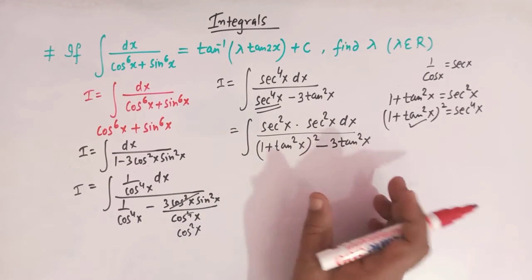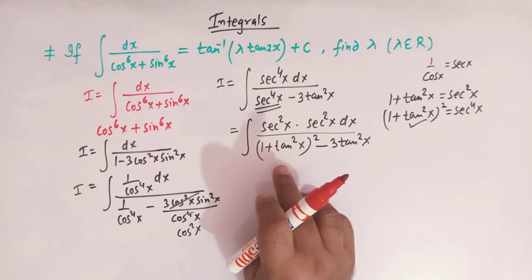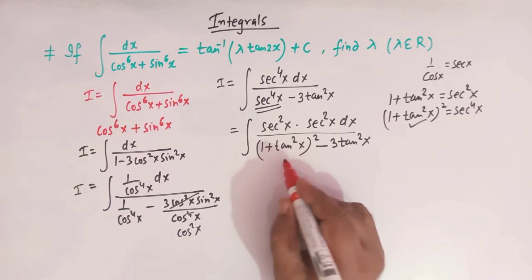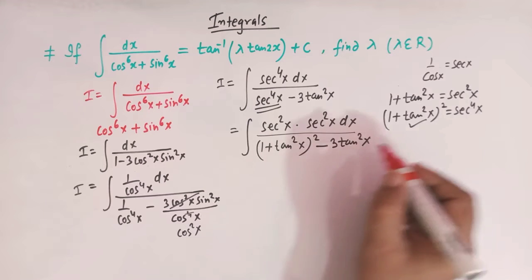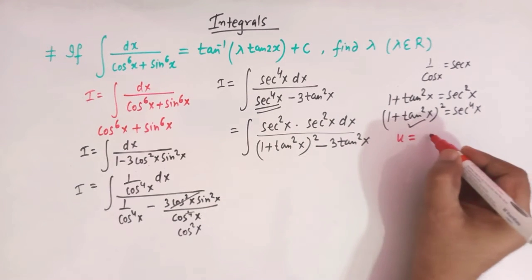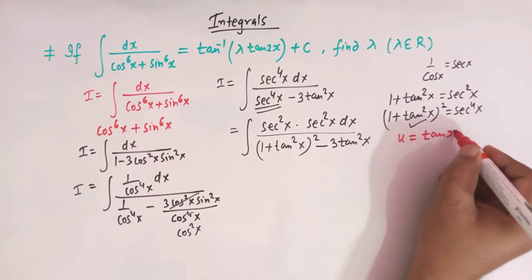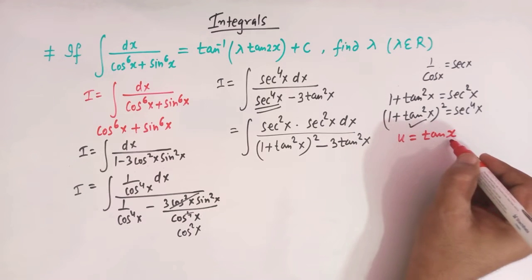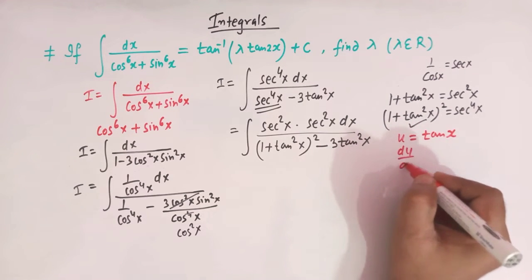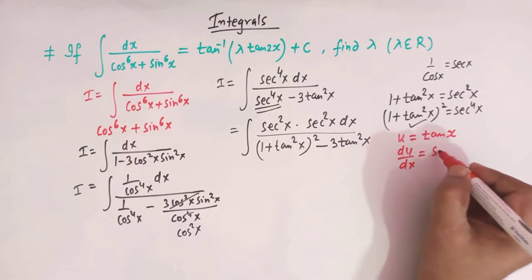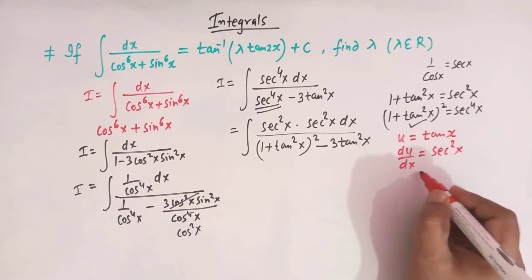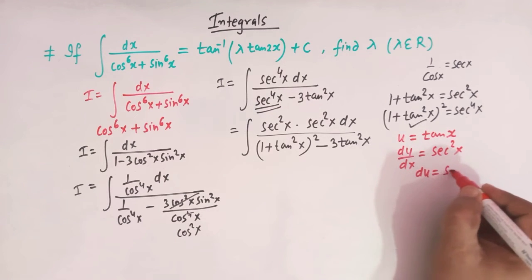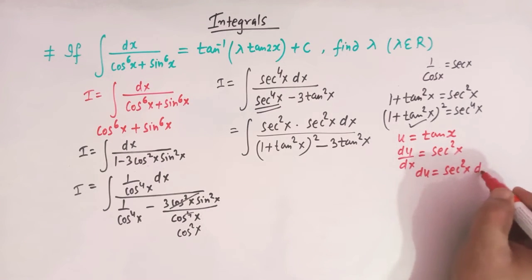Now in order to proceed further, here we'll make use of the method of substitution. So we'll take u is equal to tan x. When u is equal to tan x, then du over dx is equal to sec square x, because the derivative of tan x is sec square x, and du is equal to sec square x dx.